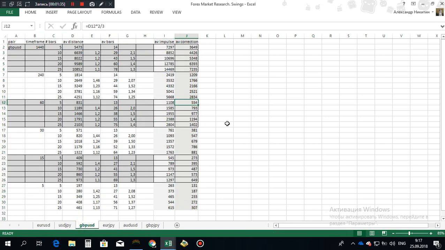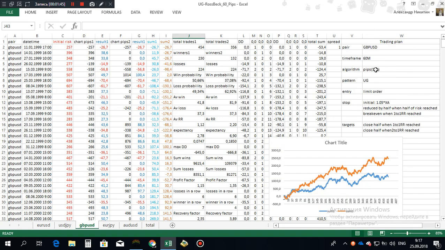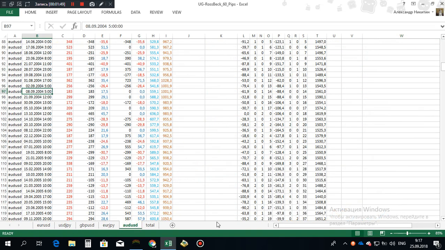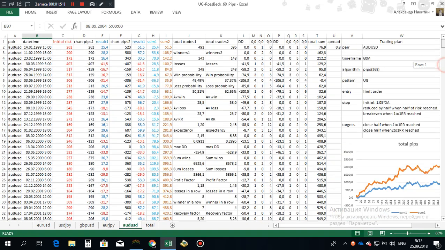And I took this average minimal correction as my filter to filter everything that is less than that. That's why we have the average correction for different pairs. So the Aussie dollar is this one, 36.8.